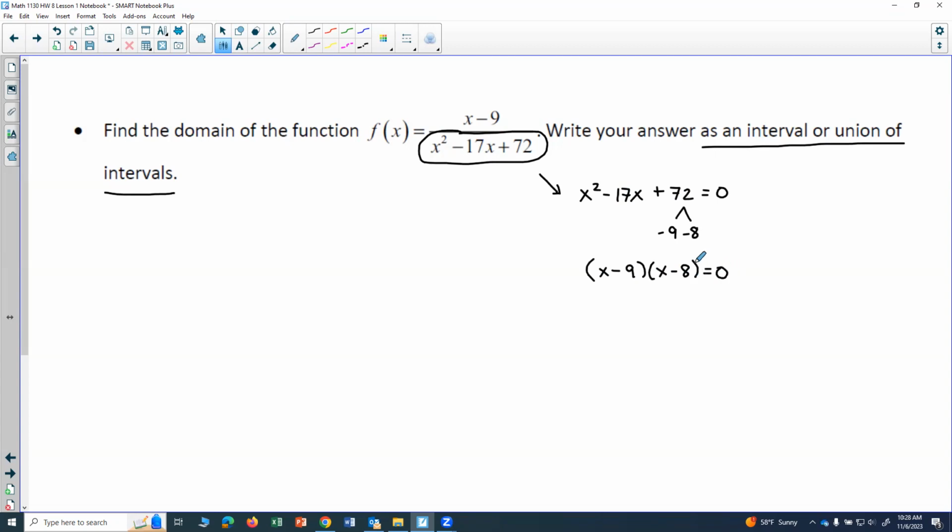And if you recall from the previous homework where you had to solve these, you'll use the zero factor property. So we get x minus 9 equals 0, add 9 to both sides, and we get x equals 9. And the second factor gives us x minus 8 equals 0, add 8 to both sides, and we get x equals 8. So x equals 9 and x equals 8. These are our two numbers that are not in the domain.